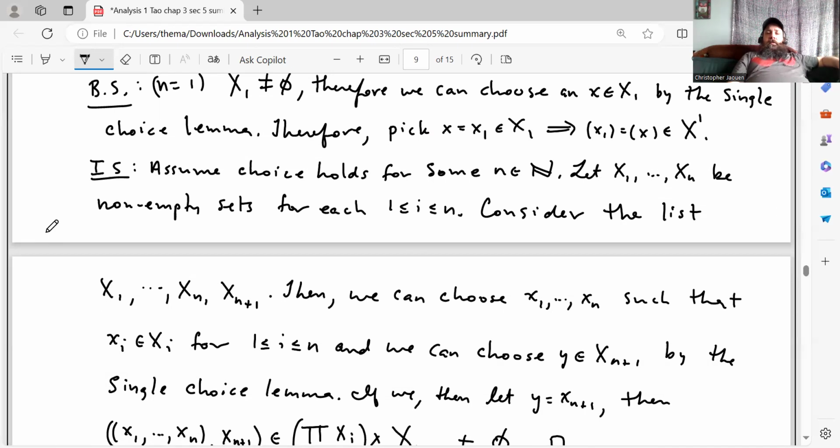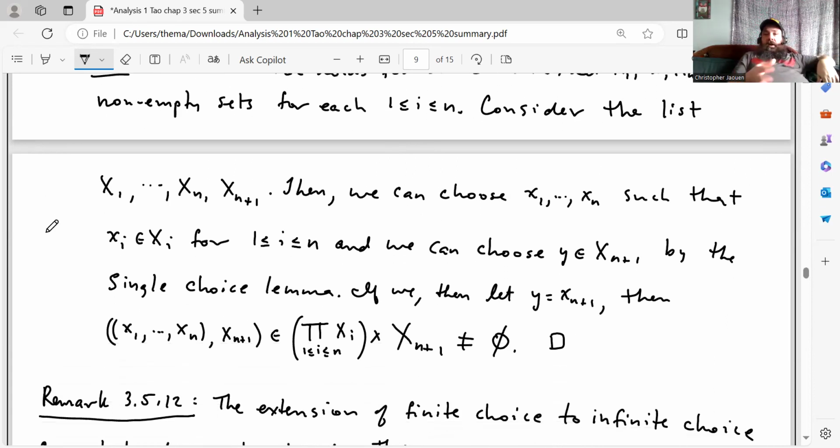Assume choice holds for some natural number n, and let X1 through Xn be non-empty sets for each i from 1 to n, and consider the list of non-empty sets, right? X1 up to Xn plus 1. Then we can choose x1 through xn such that xi is in Xi for i 1 to n by the inductive hypothesis, and we can choose y in Xn plus 1 by the single choice lemma. Therefore, if we then let y equal xn plus 1, then we get, here I'm writing it as a 2-tuple, but again, you can identify it with an ordered n plus 1 tuple. So we're not making that distinction, right? We're sort of ignoring that technical detail.